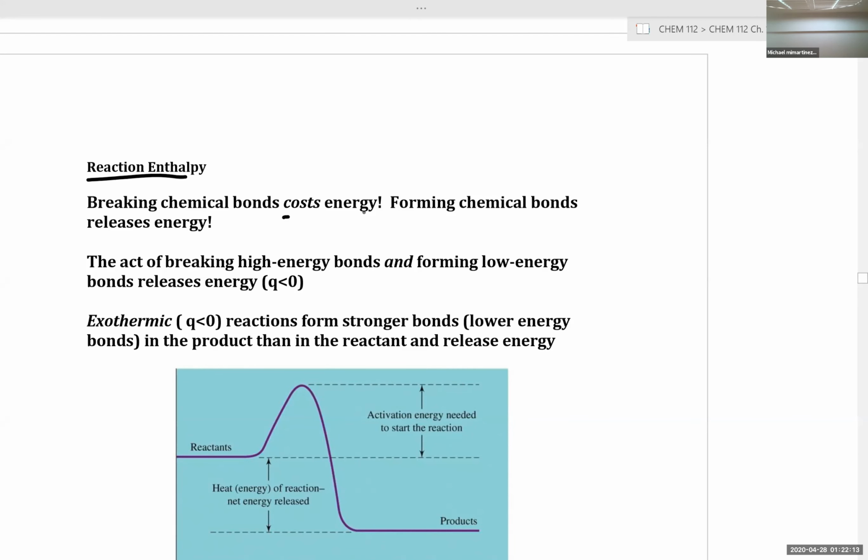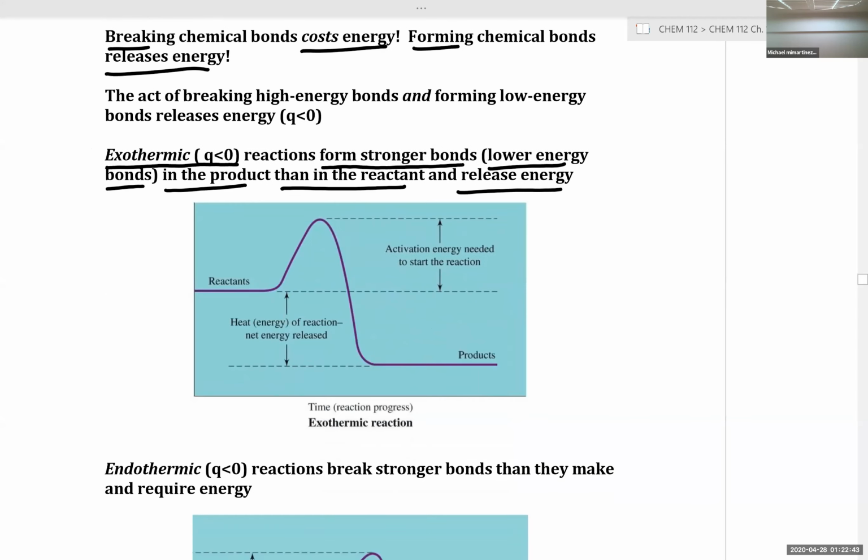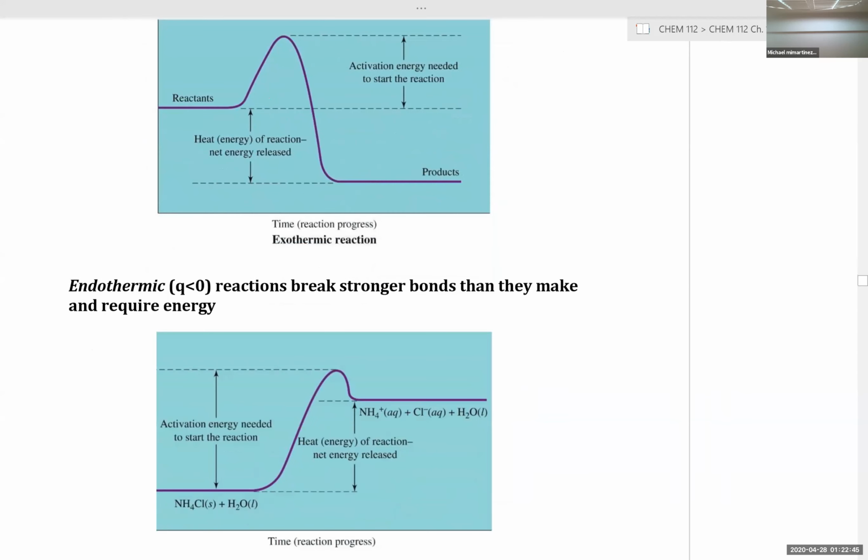Breaking bonds costs energy, forming bonds releases energy. Wonderful. So exothermic reactions, which produce heat, form stronger bonds in the product. It forms lower energy bonds that are stronger in the product than in the reactant. Exothermic reactions release energy. Endothermic reactions break stronger bonds than they make, and they require energy.